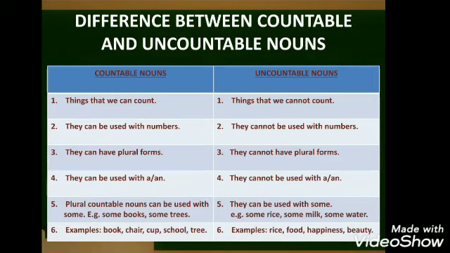Plural countable nouns can be used with some. Examples: some books, some trees. And uncountable nouns can be used with some. For example, some rice, some milk, some water. The sixth point is the examples. Examples of countable nouns are book, chair, cup, school, tree. Examples of uncountable nouns are rice, food, happiness, beauty.